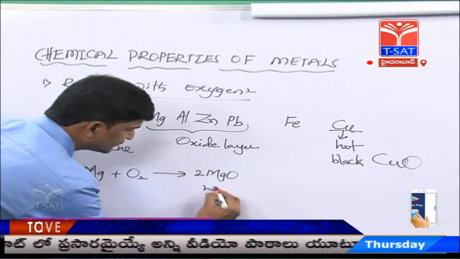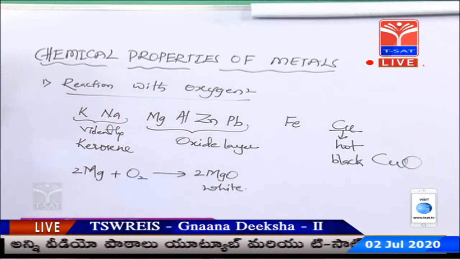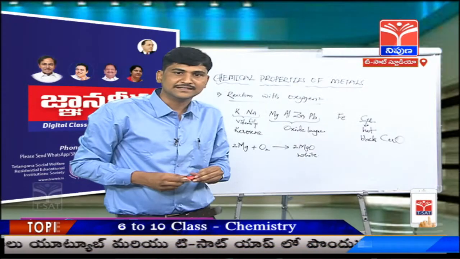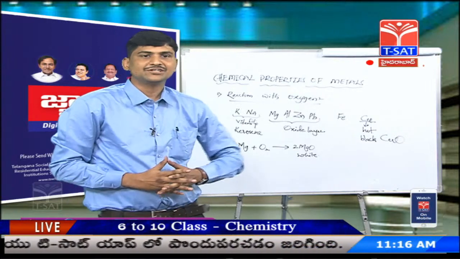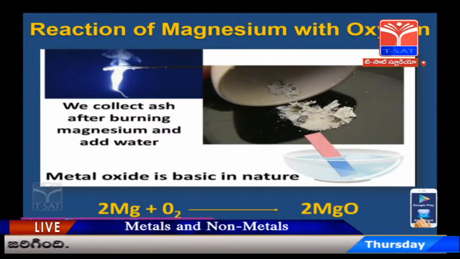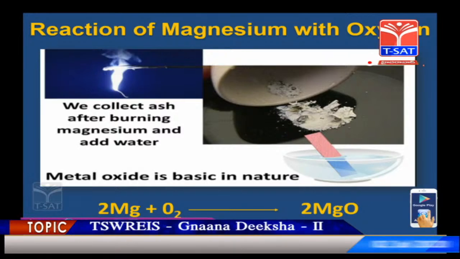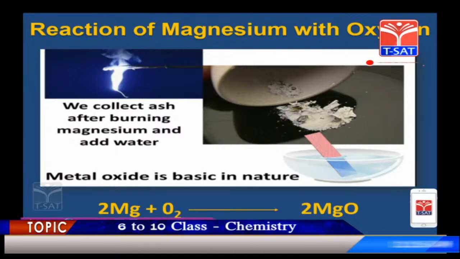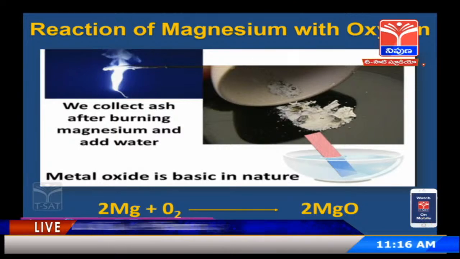The white ashes we collect, and these white ashes are mixed with water, then we get a solution. We test it with a red litmus paper, which changes into blue. So, what do you already know, children? If red litmus changes into blue, the nature of magnesium oxide is basic, right. So, that is what we have given here. Metal oxides are basic in nature.